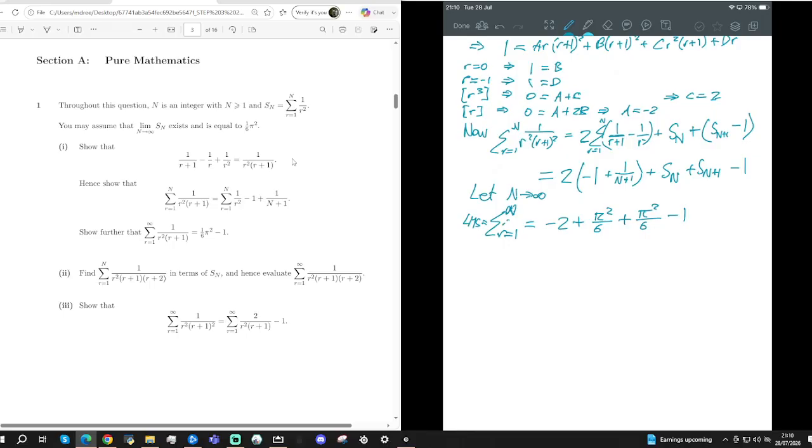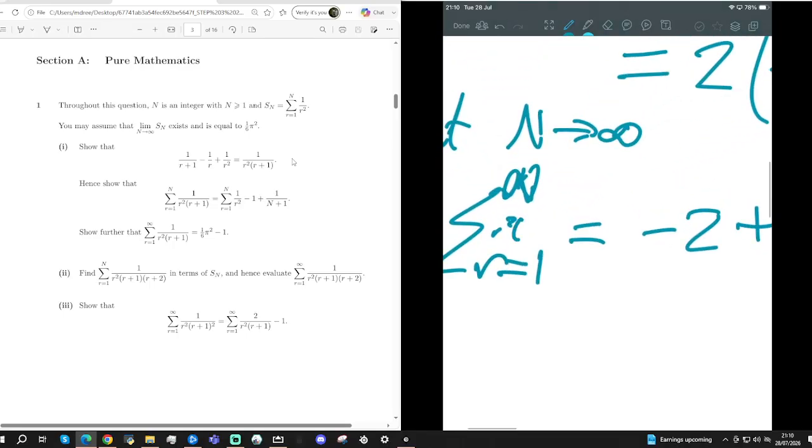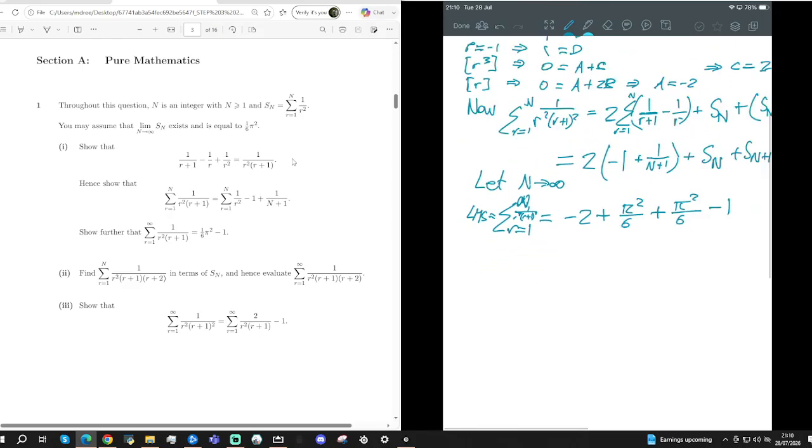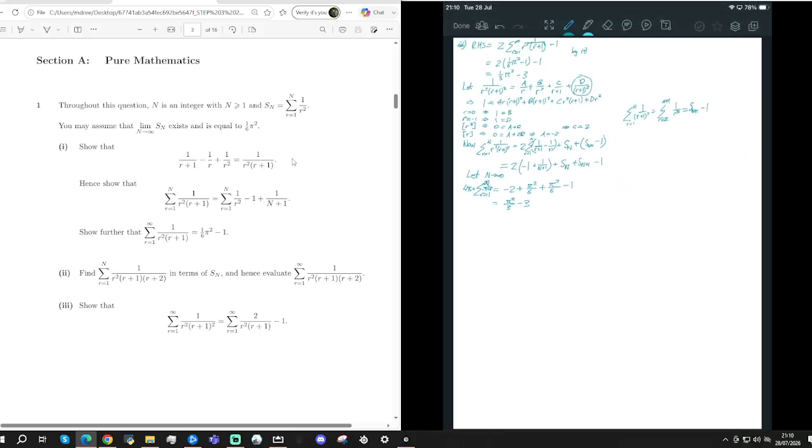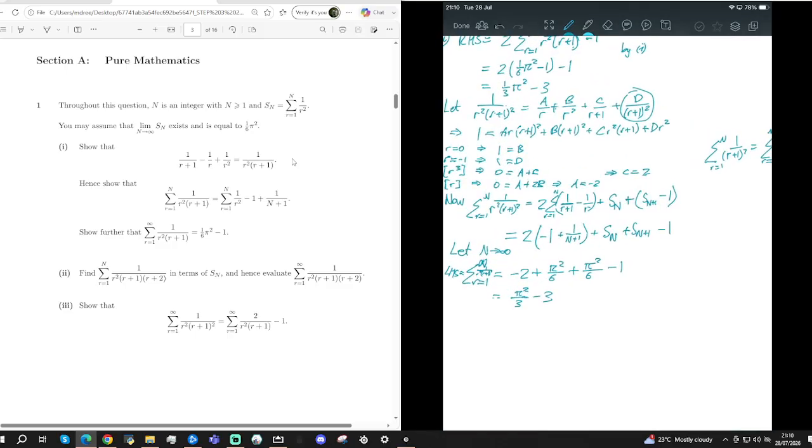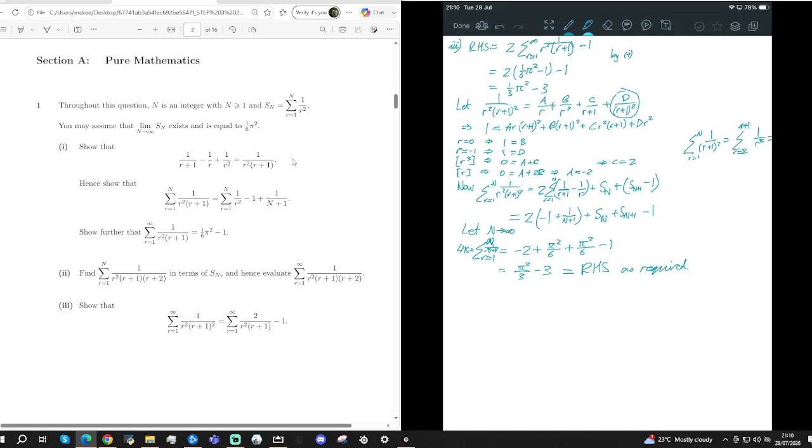I didn't actually put the thing we're summing next to my summation. So this is equal to pi squared on 3 minus 3, which equals the right hand side as required. That's why I did this calculation up here to refer back to.